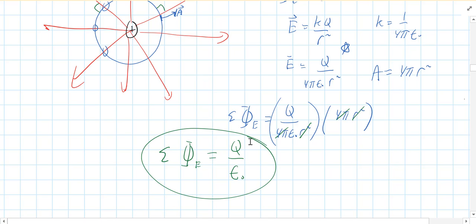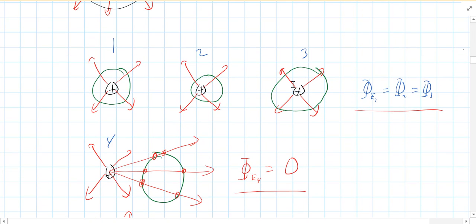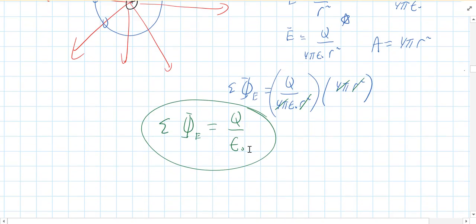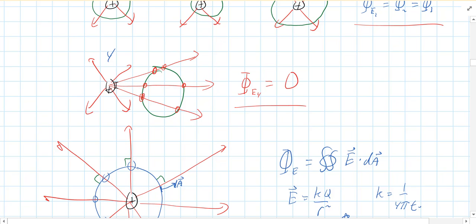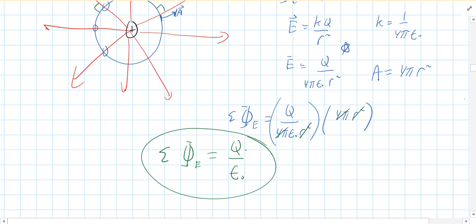If I go back up to this example here, that number would be the same for 1, 2, and 3. I had the same amount of charge in each of those 3 spheres. It doesn't matter what the shape of the sphere or the area is at all. All that matters is how much charge I've got in there. The total flux leaving is just going to equal Q divided by that constant epsilon naught. For that fourth one, there is no charge inside the sphere, so the net flux is 0 because Q in is 0. We're going to add one little thing to this. This would be Q in, the charge that's inside that surface.